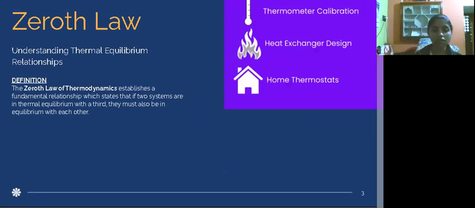The zeroth law of thermodynamics states that if two systems are each in thermal equilibrium with a third system, then they are in thermal equilibrium with each other. This law defines what we mean by temperature and forms the foundation for all temperature measurement.